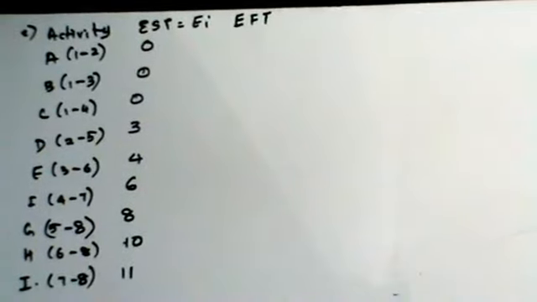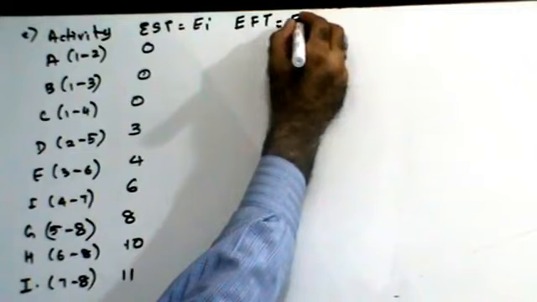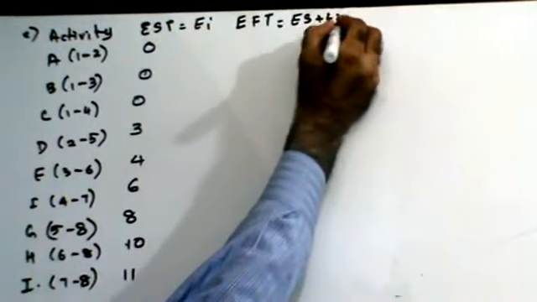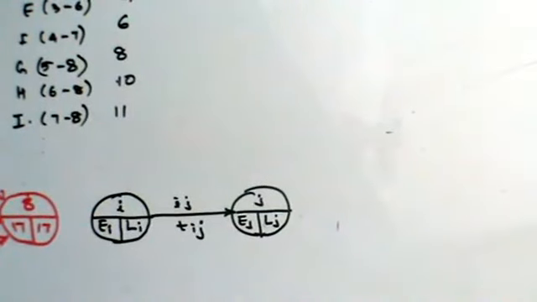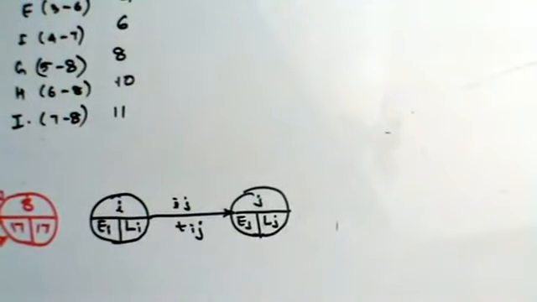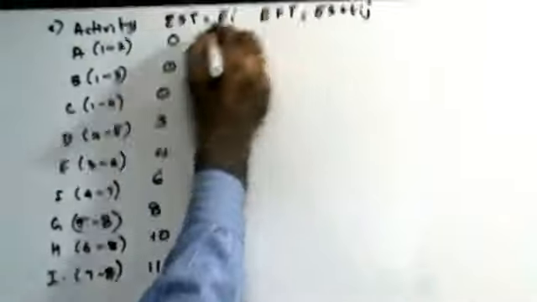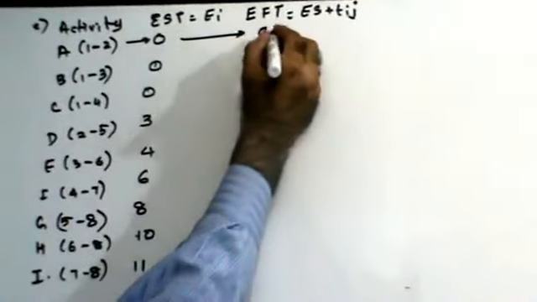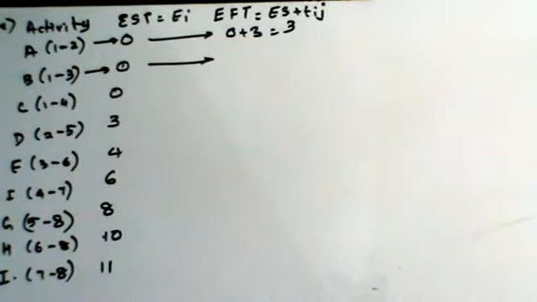Earliest finish time is nothing but earliest start time plus Tij. Right? Guys, symbolically let's understand this. This is earliest start time plus Tij. This plus this will give you earliest finish time. Right? So, for activity A, it is going to be 0 plus 3. I will write that way so that you know how I am getting this. This is going to be 0 plus 3, that is 3. Right? For activity B, it is going to be 0 plus 4.